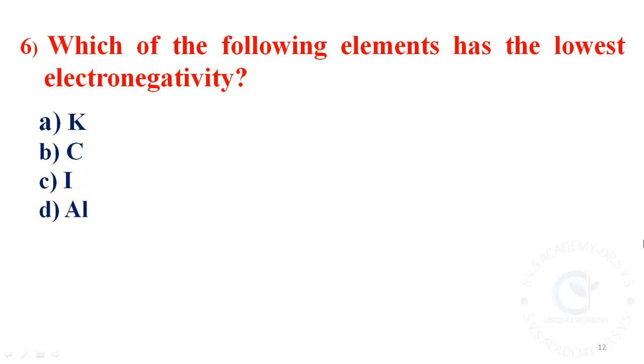Then question 6. Which of the following elements has the lowest electronegativity? It is obvious that potassium is electropositive and placed on the left-hand side of the periodic table. So out of potassium, carbon, iodine and aluminium, potassium is the correct answer for this question.